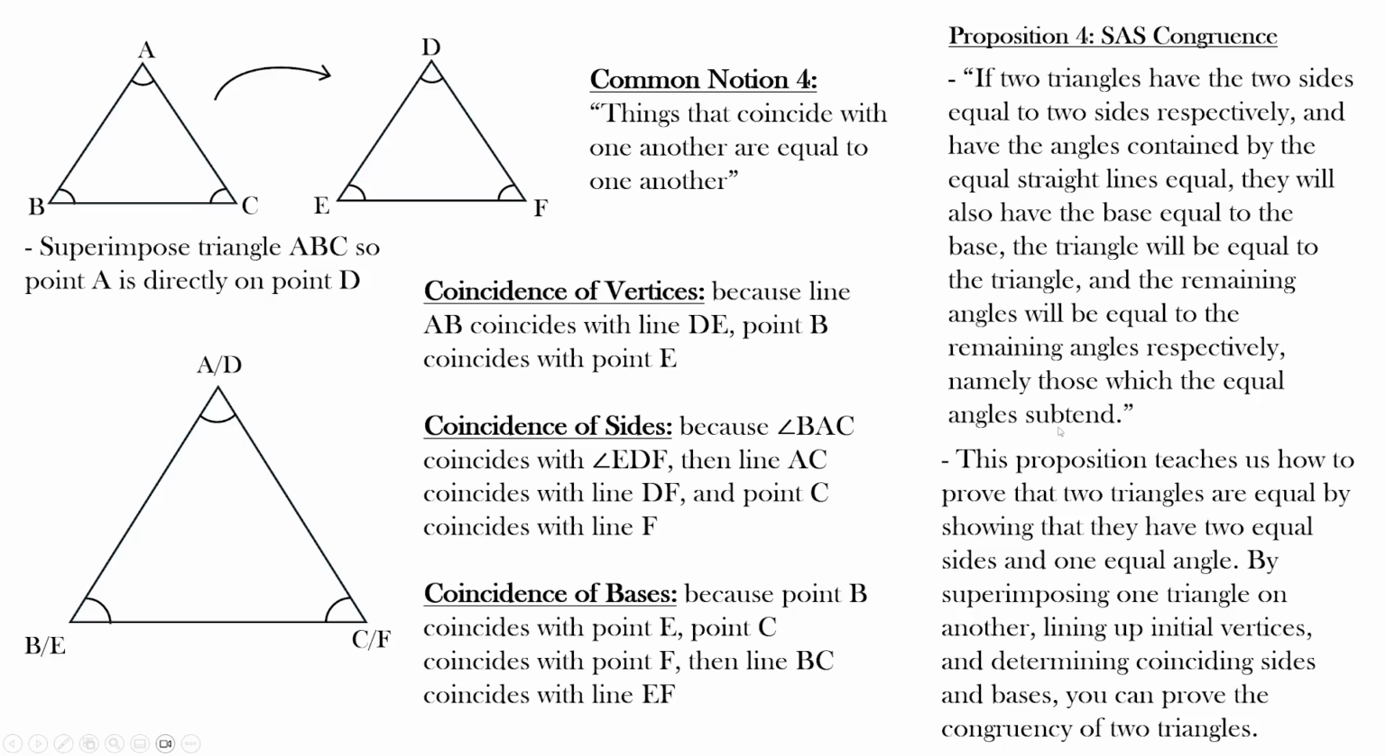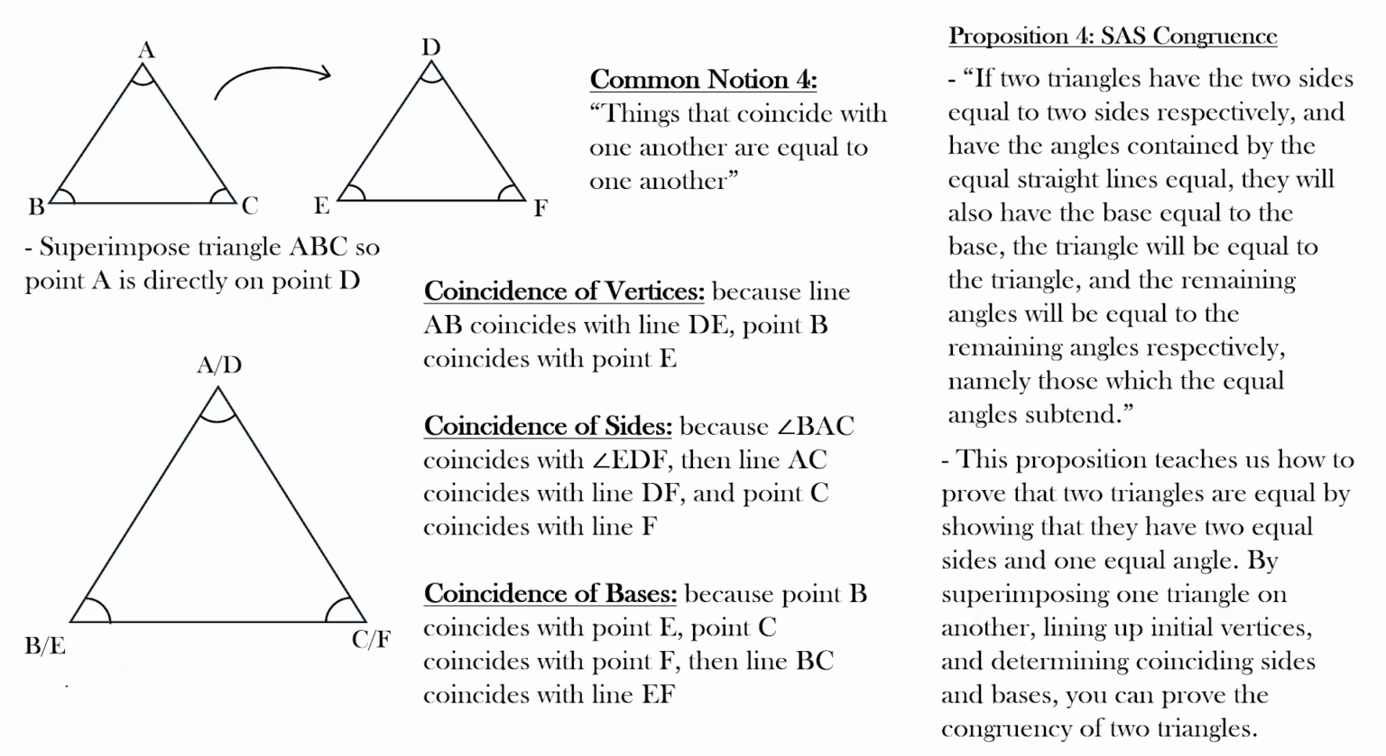Now, basically that's a really long and somewhat complicated way of saying that if you have two triangles, and they both have two sides, and the angle between those two sides are equal, then the two triangles are congruent. It teaches us how to prove this, that if they have two equal sides and one equal angle, you can superimpose one triangle on another, line up the initial vertices, and determine the coinciding sides and bases so that you can prove mathematically the congruency of the triangles.